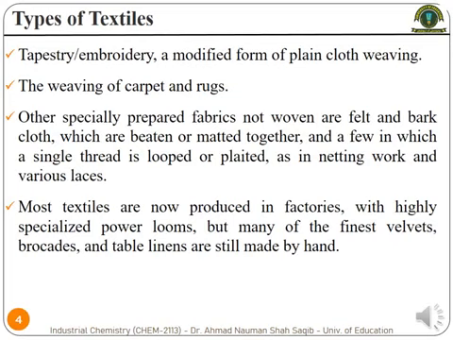Similarly, there are other specially prepared fabrics which are not woven, like felt and bark cloth, and they are prepared by a different mechanism than the normal fabric. And also there are some other methods of formation or production of fabric material, like a single thread is looped or plaited to form some netting materials, जैसा कि लेसेस वगैरह जो होती हैं उनको बनाया जाता है. सो देयर मैकेनिज्म ऑफ फॉर्मेशन इज डिफरेंट in which one thread or single threads are used.